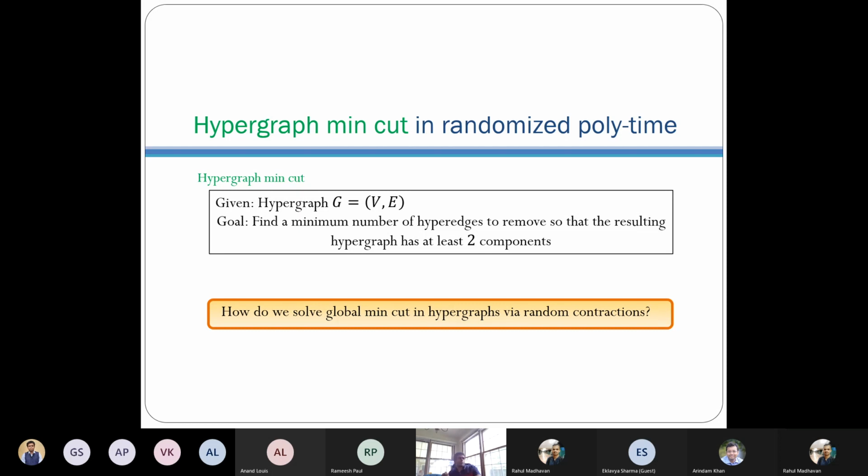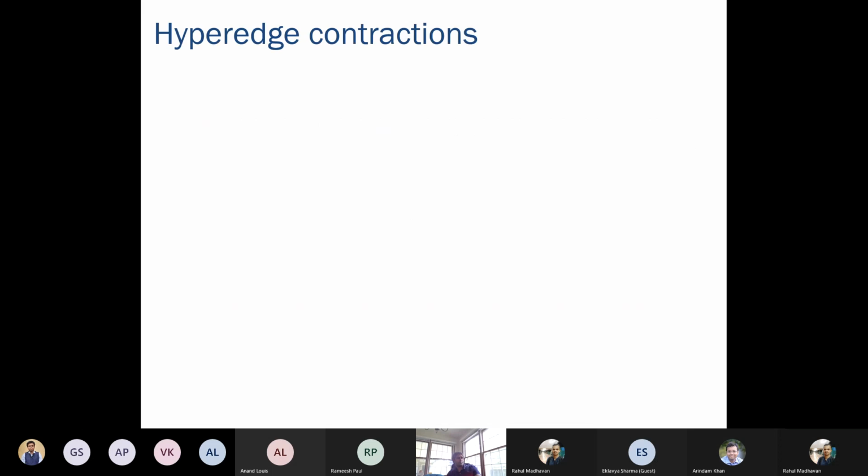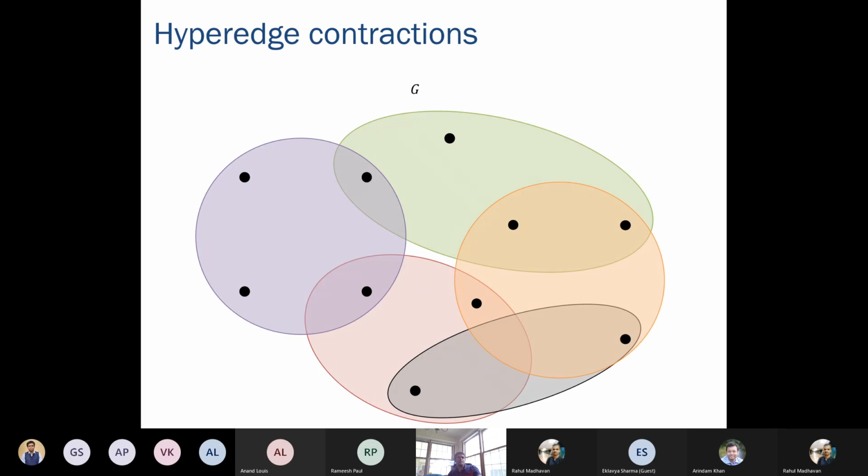Now, why not try to do the same for hypergraphs? That would be the first approach that you would think about. So let's first define hyperedge contractions. Graph edge contraction is naturally defined. How do we define the hyperedge contraction operation? This is the natural operation that you would think of. Suppose this is our hypergraph and I want to contract this purple hyperedge E. Then I will introduce a new vertex.